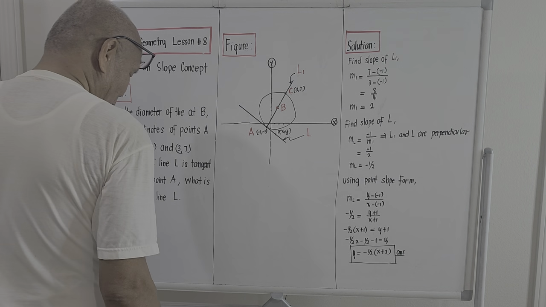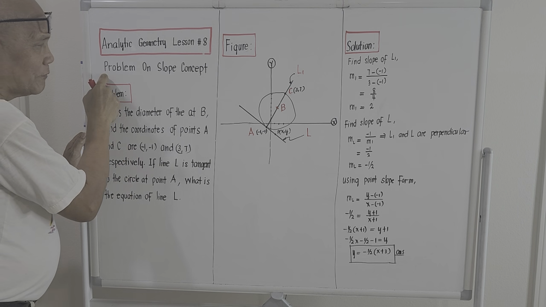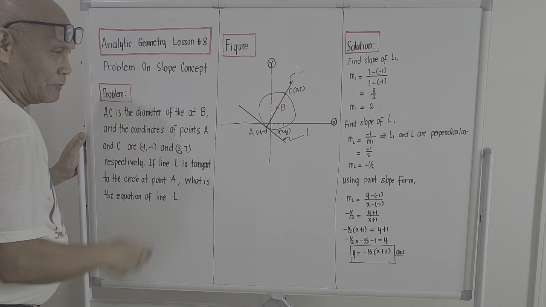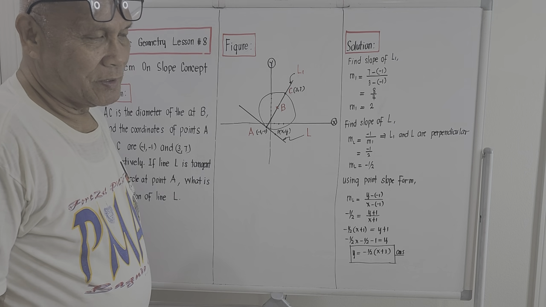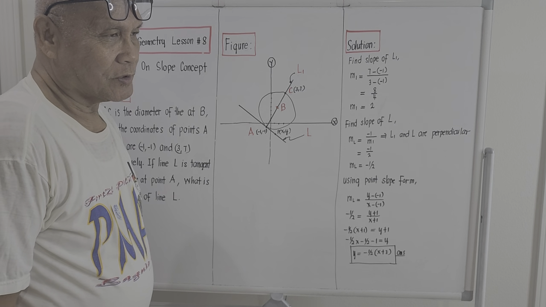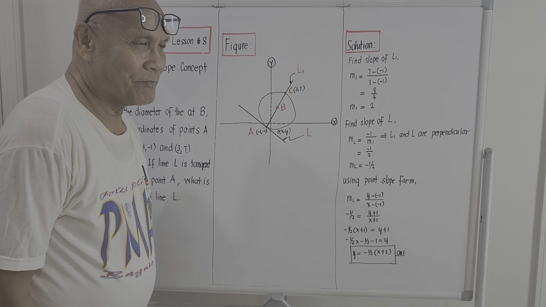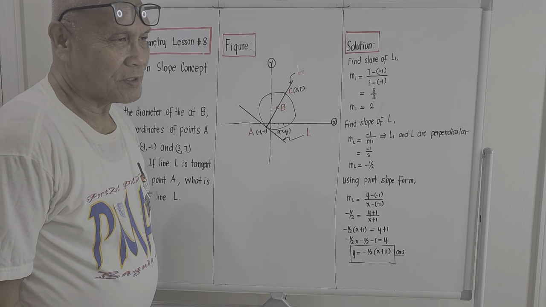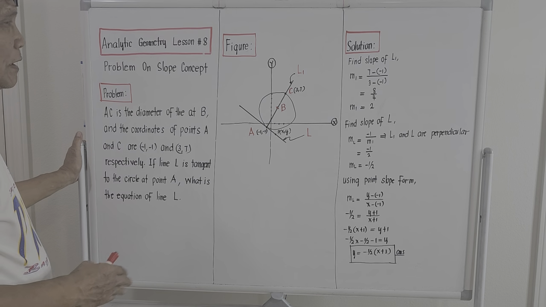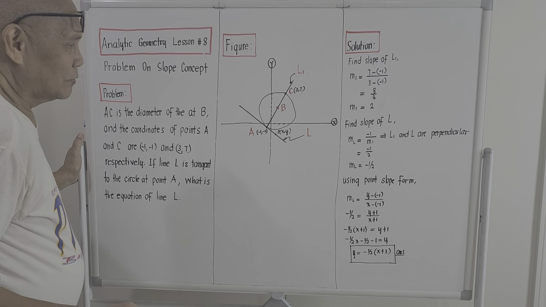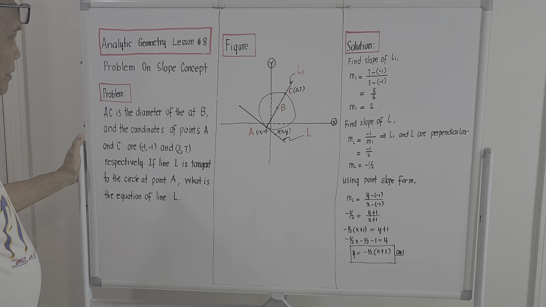Our lesson for this morning will be analytic geometry, lesson number 8, and the title of the topic will be problem on slope concept. Meaning we will be solving a problem in which the solution will be by using the concept of the so-called slope. Slope means the difference in ordinate over the difference in abscissa. Okay, I will try to read the problem, then I will try to summarize it by presenting the figure corresponding to the verbal equivalent.